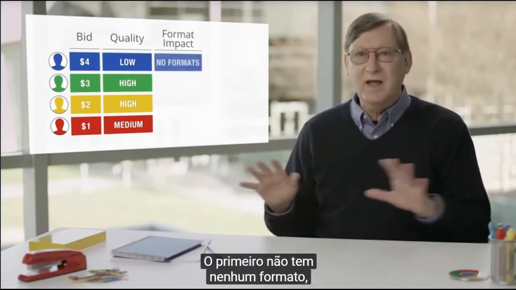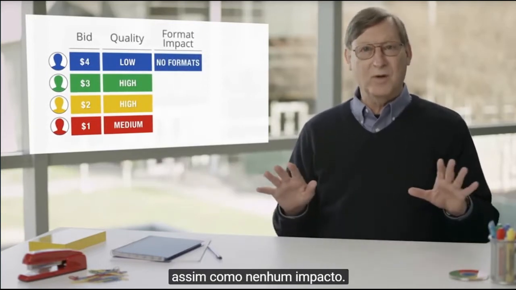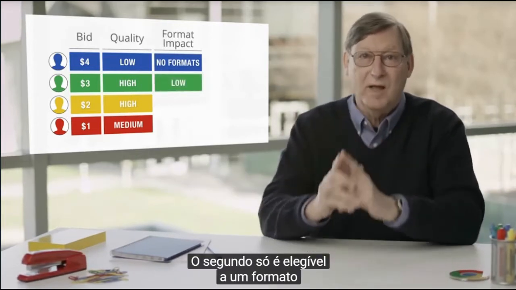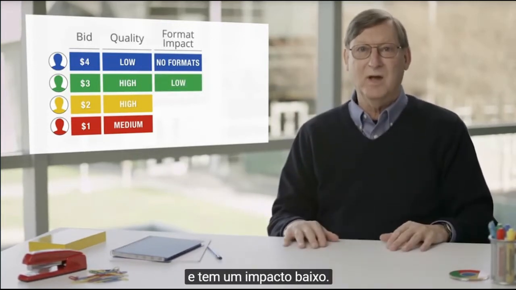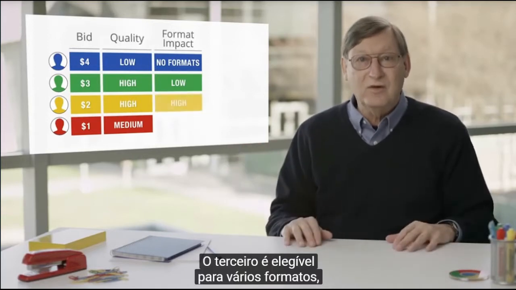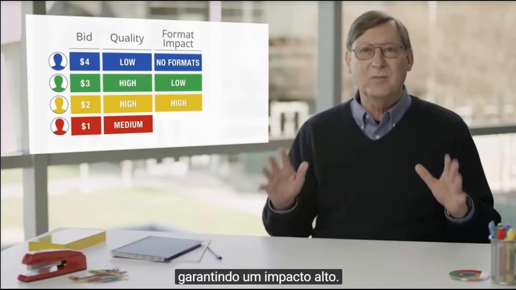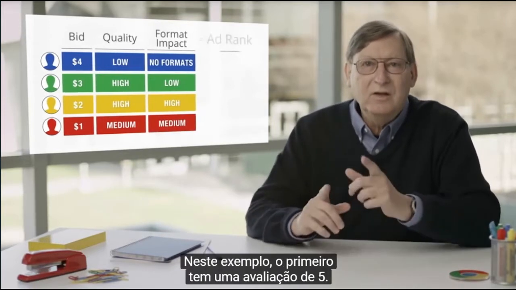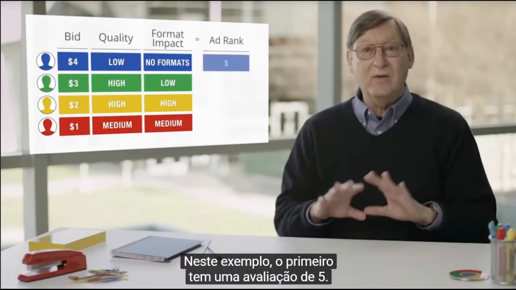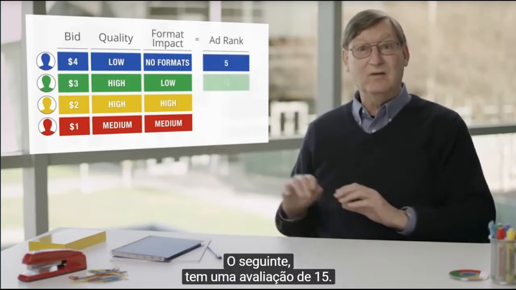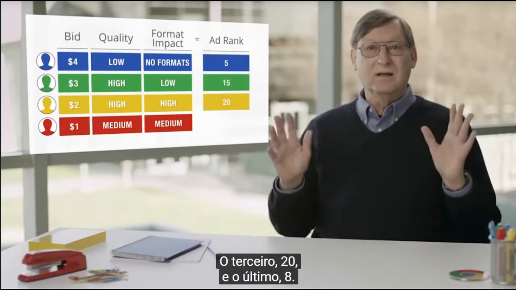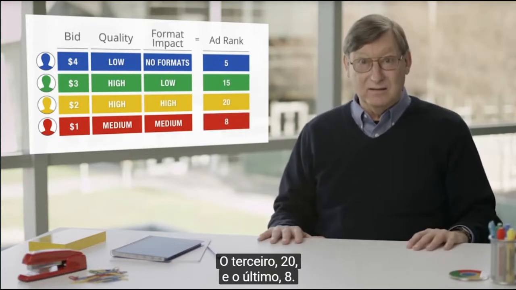First ad doesn't have any formats enabled, so it has no expected format impact. The second ad is only eligible for one format and has a low expected format impact. And the third is eligible for several extensions and garners a high expected impact, and for the last ad it is medium. So in this example, the first ad has an ad rank of 5. Next ad has an ad rank of 15. Third has an ad rank of 20, and the last ad has an ad rank of 8.